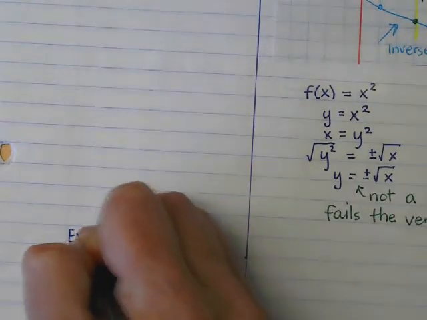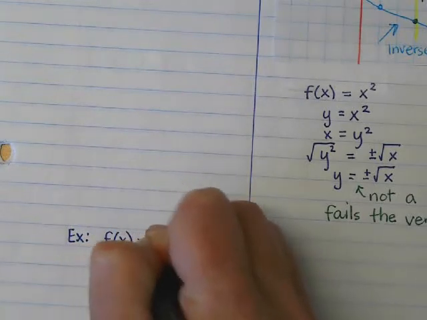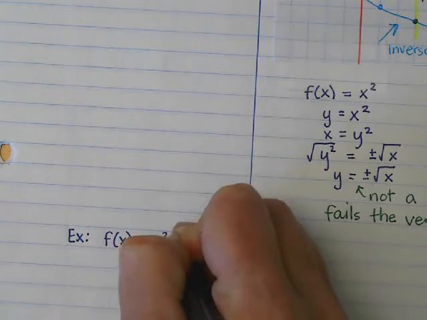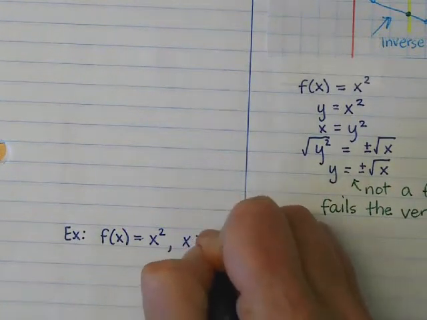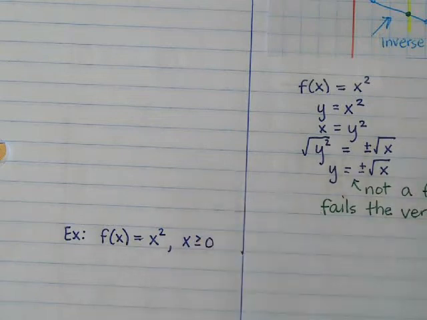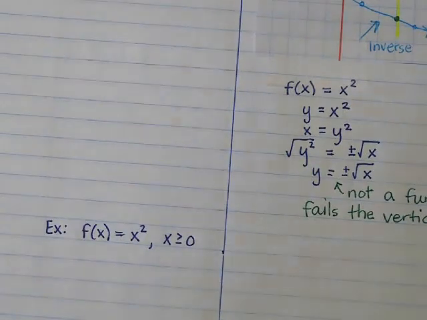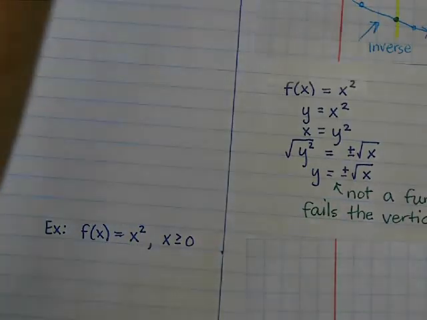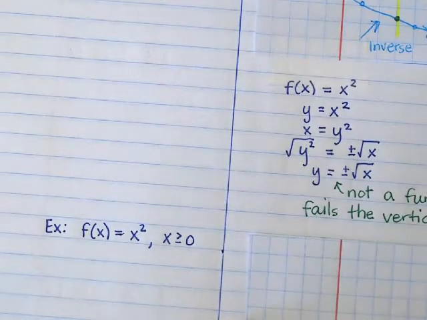Okay, so let's say that we have f of x is equal to x squared. So we have that same old parabola, except this time I'm saying that x has to be greater than or equal to 0. So I can't have any negative values in the x's. Let me put another graph on here. Again, if you have graph paper, I would suggest that for your notes.